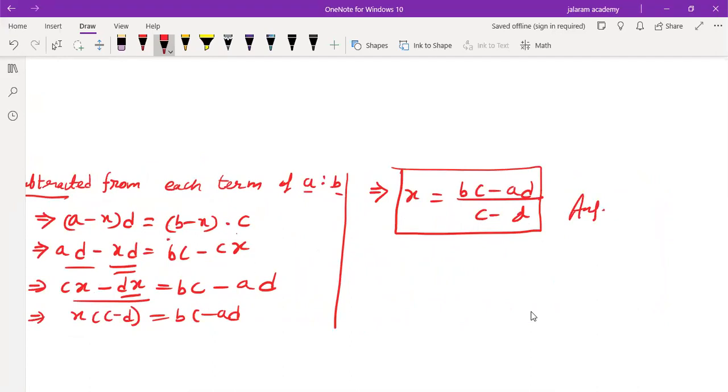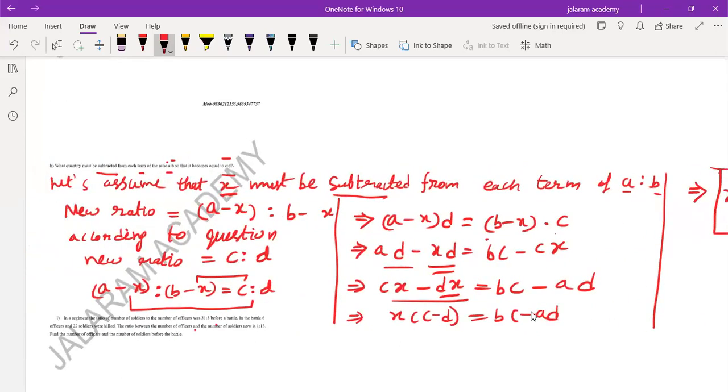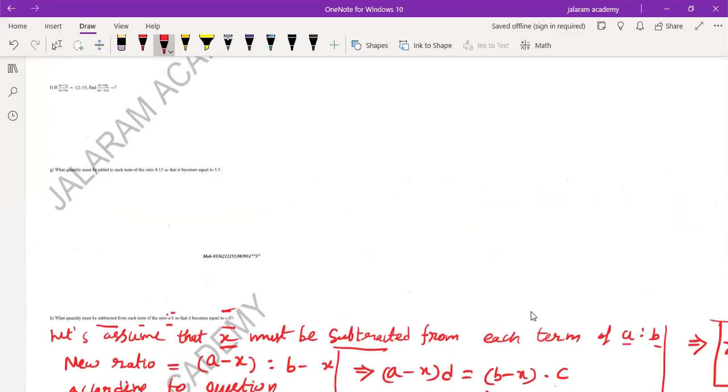Means we must subtract BC minus AD upon C minus D from the ratio A is to B, then it becomes C is to D, which is the question.